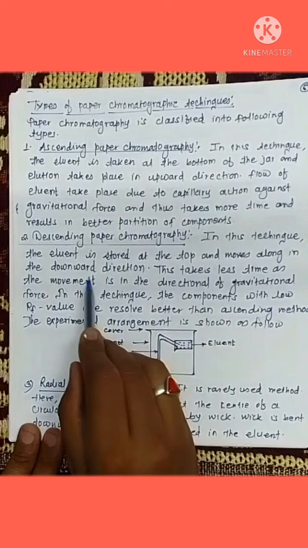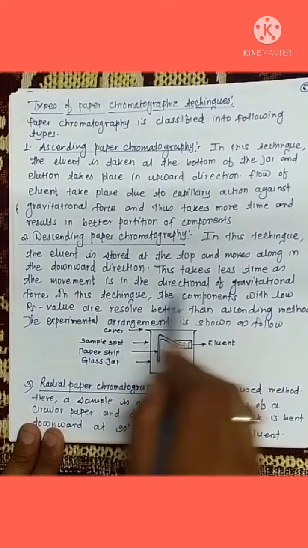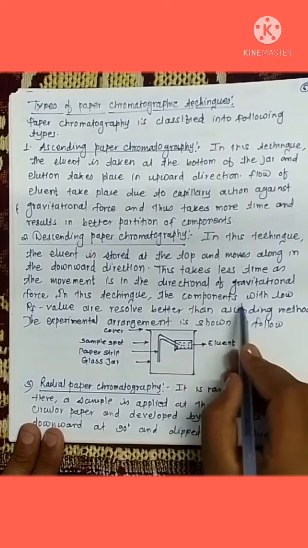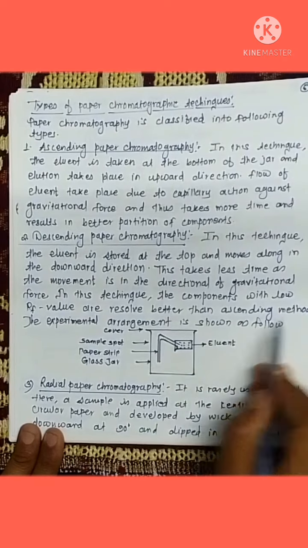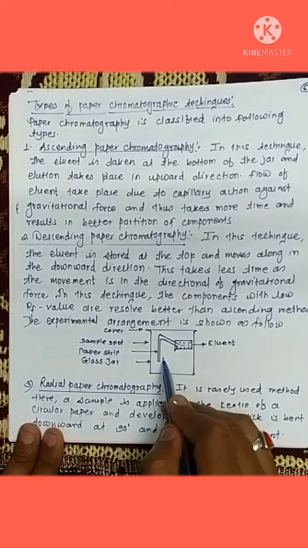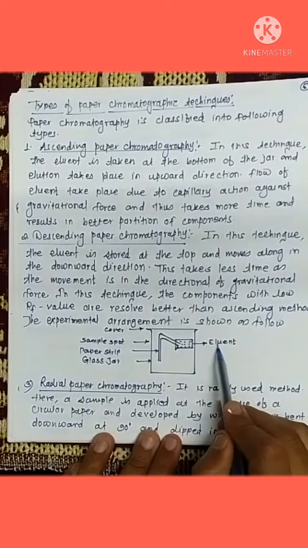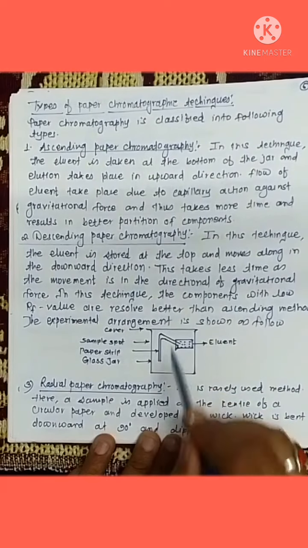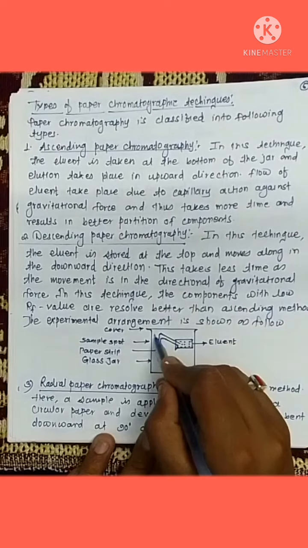Elutant is at the top and moves along in downward direction. This takes less time as the movement is in the direction of gravitational force. In this technique, the components with a low RF value are resolved better than in the ascending method. The experimental arrangement is shown in this diagram. So basically in this diagram we see that elutant is placed at the top of the jar and your filter paper. So flow of elutant, that is solvent, is from top to bottom.